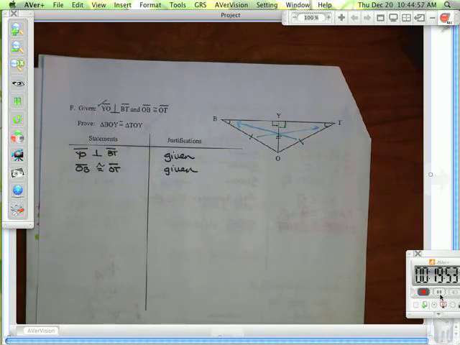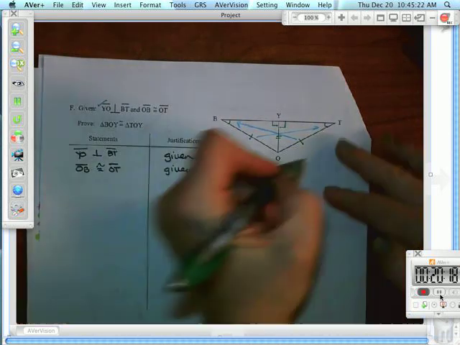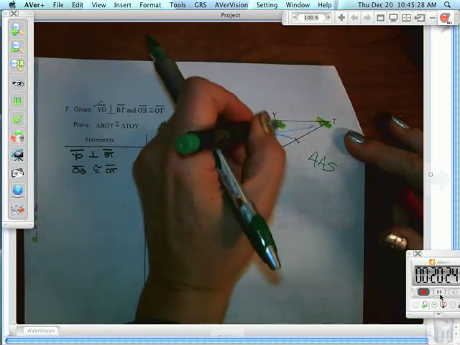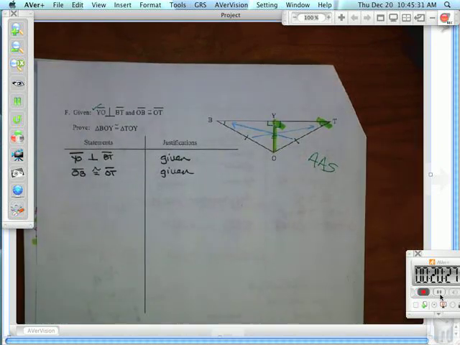What can I use? Which postulate can I use? Side, angle. That's not one of them. That's ASS. Which one? Angle, side. Absolutely. Angle, side. Okay, so that's what you would use for that. If you're not seeing it, look, it's this angle, and that side. Angle, side. This is what it would look like. This is why I wanted you to write down all your givens. I told you it was long.